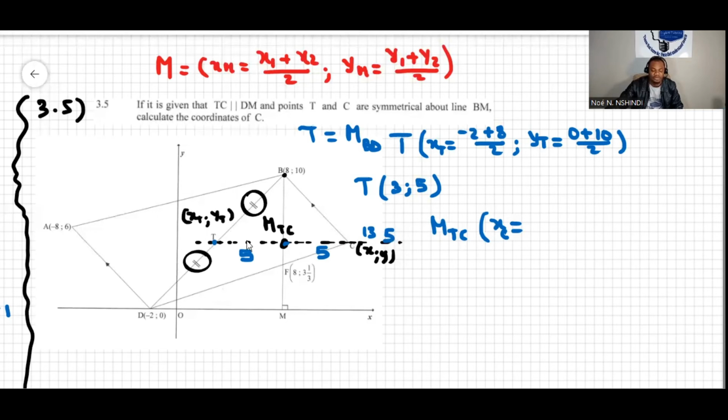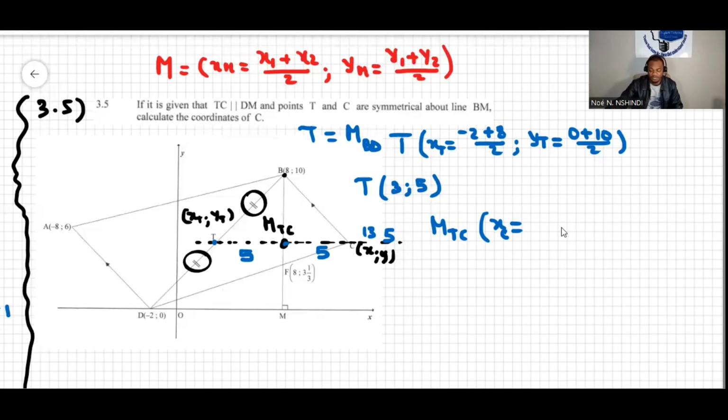Now, from 3 to 8, the x coordinates of T to the midpoint of TC, is 5 units. Because it's symmetrical, it has the same units. If it's 5 units from T to the midpoint, it's also 5 units from the midpoint to C. So we add 5 to 8 to get 13.